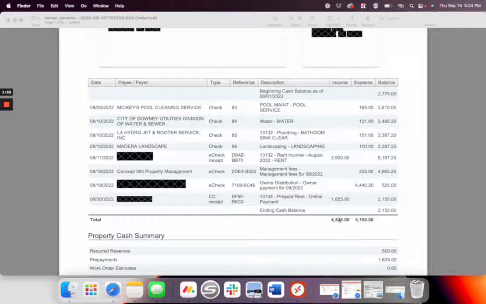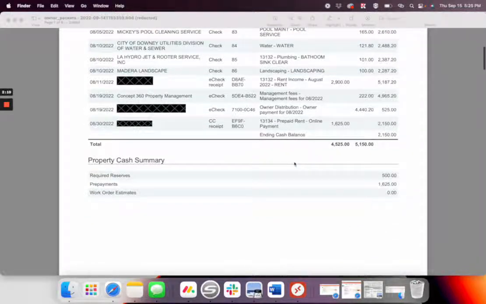So what you see down here at the bottom of this section is a summary of that income and expense, and then the ending cash balance, which again should be the beginning balance on 9/1 for the next statement period.